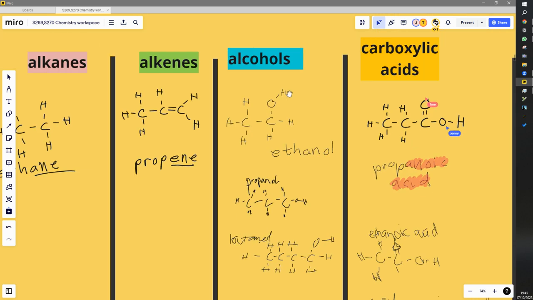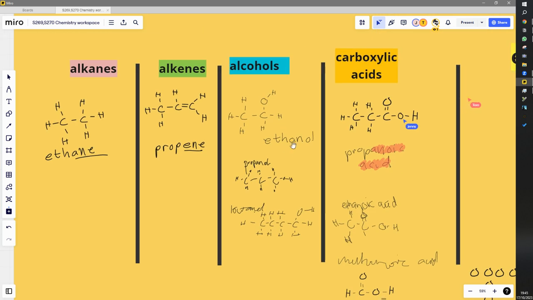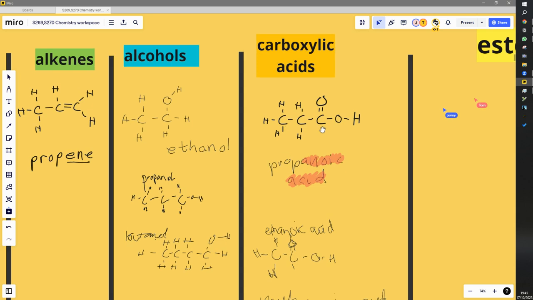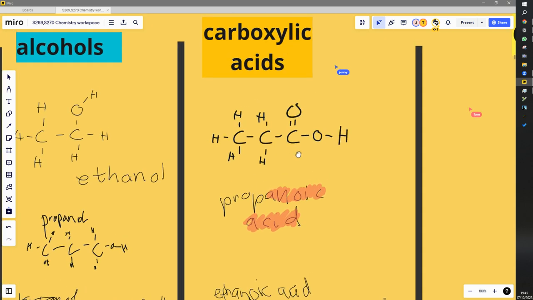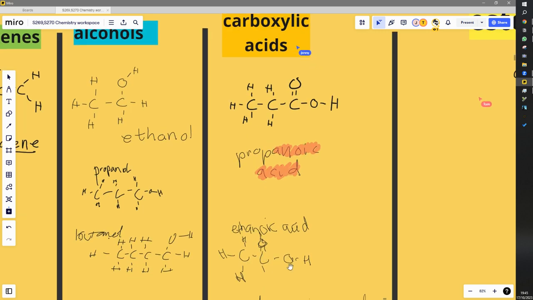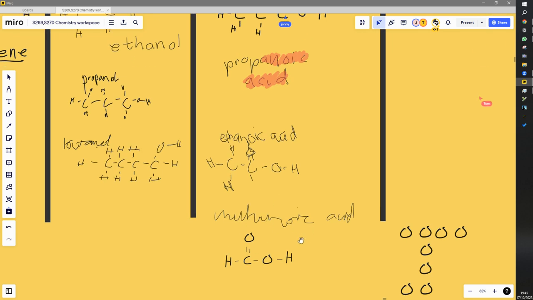Now, alcohols. Alcohols are just like an alkane, only one of the carbons has got an O and then an H on it. And it ends in anol, okay, ethanol, propanol, those are alcohols. Carboxylic acids, one of the C's has got a double bond to an O and then an OH group. And it ends in anoic acid. So this is 3 carbons, propanoic acid, ethanoic acid, methanoic acid.